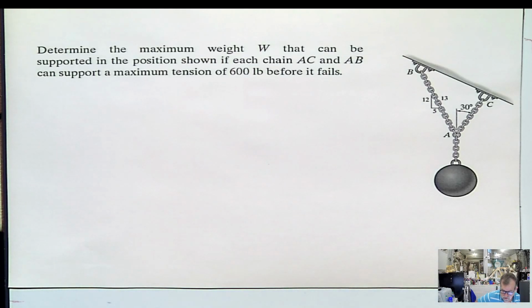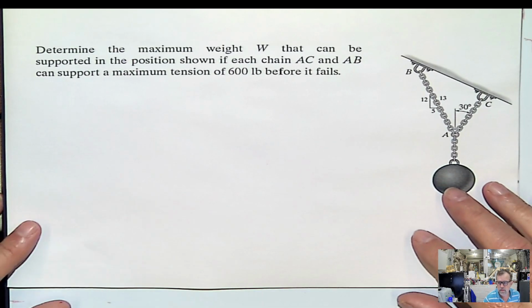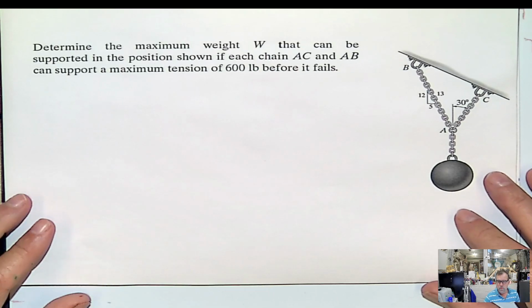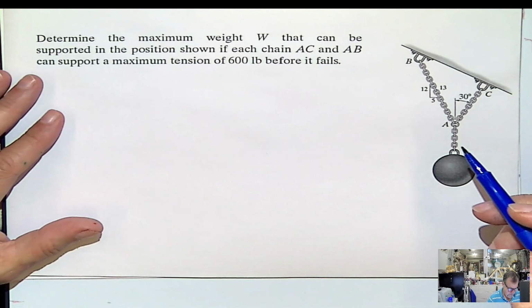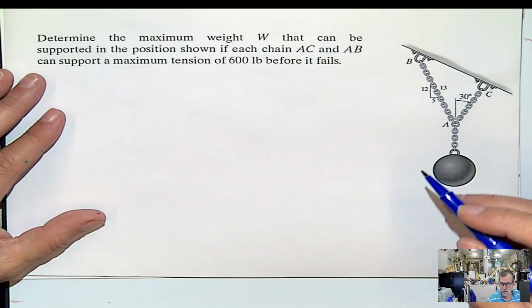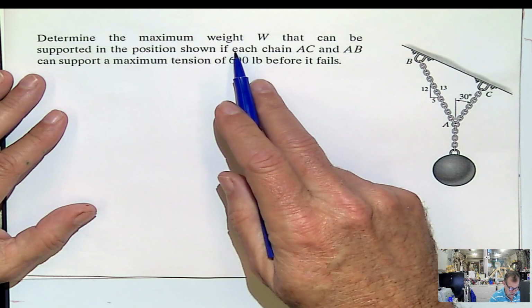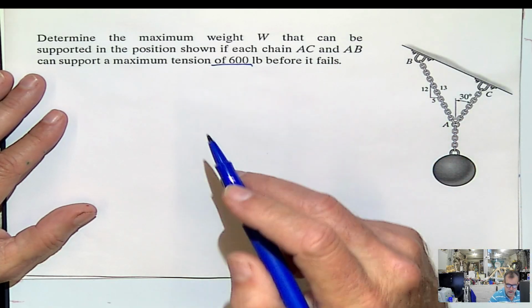Hello again, guys. Now, this is a problem that is a little bit more like a real engineering problem instead of just a problem to satisfy summation of forces and demonstrate that. So in this case, we have to work kind of backwards, and there's a security issue here because it says determine the maximum weight that you can hold by these chains, assuming that these two chains, the maximum that can be supported in tension is 600 pounds.